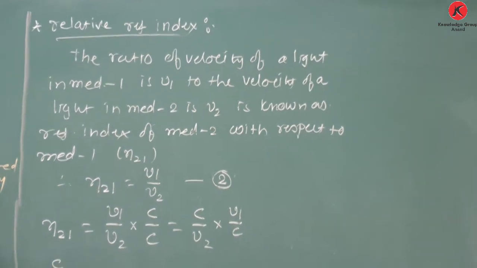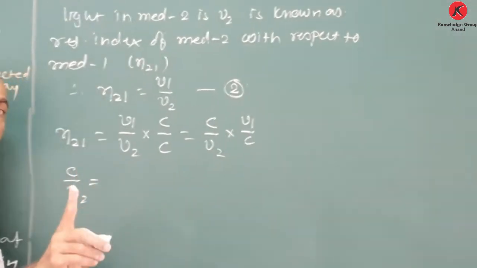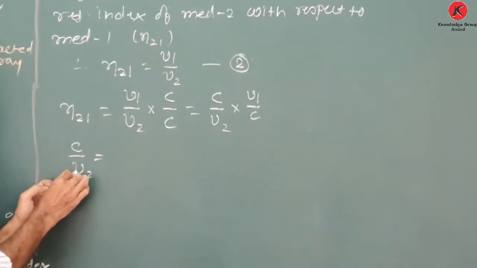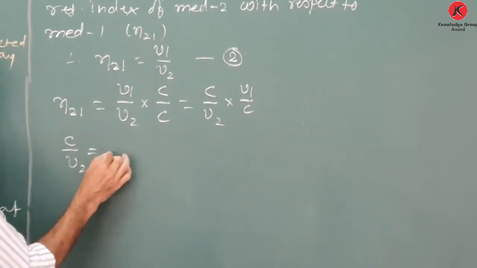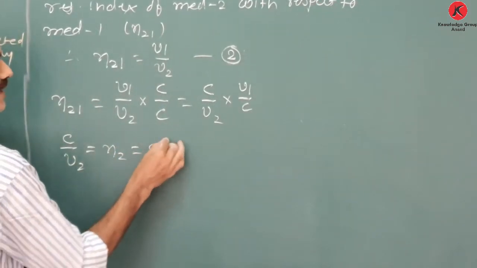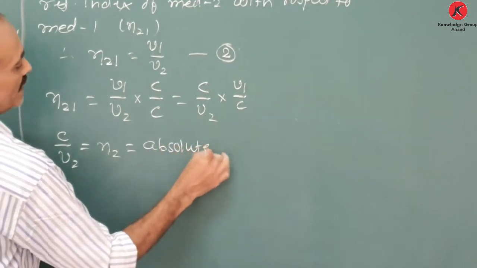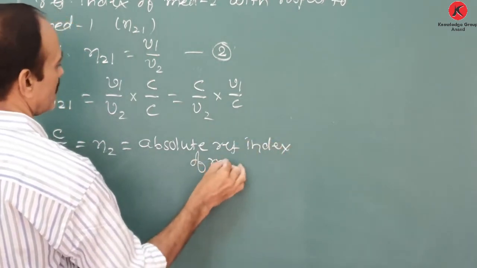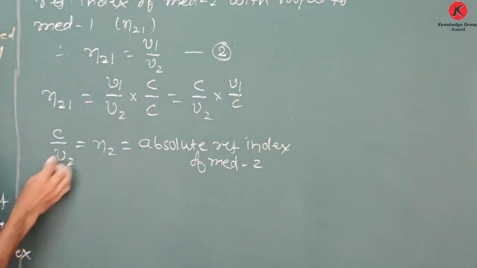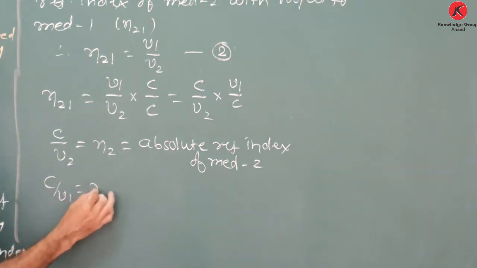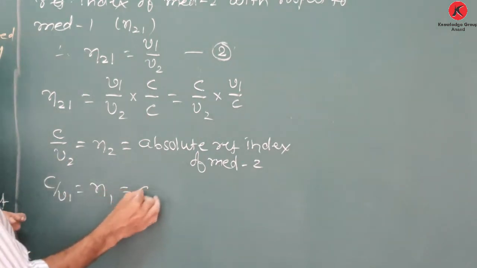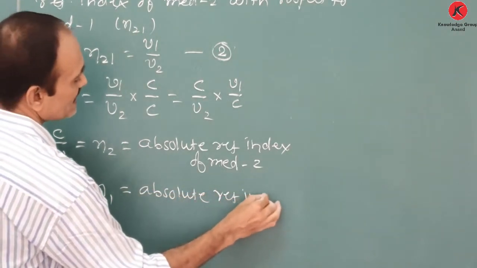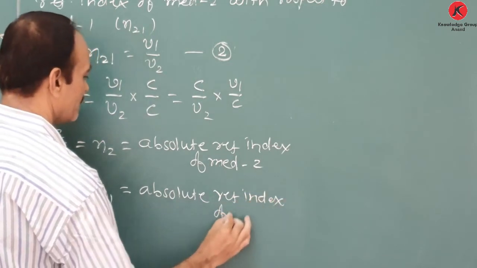Here c upon v2, from our definition of absolute refractive index, is the velocity of light in vacuum to the velocity of light in medium 2. That is n2, the absolute refractive index of medium 2. And c upon v1 is equal to n1, the absolute refractive index of medium 1.